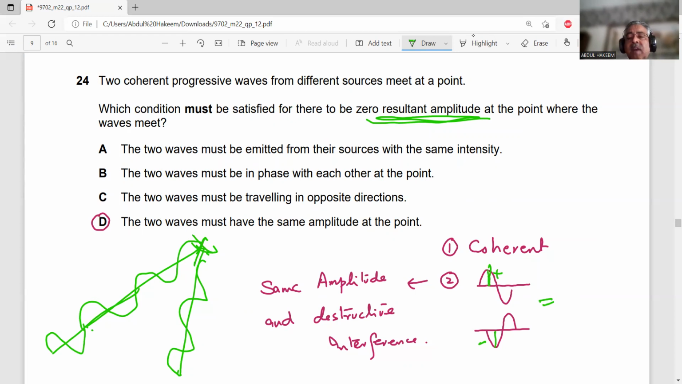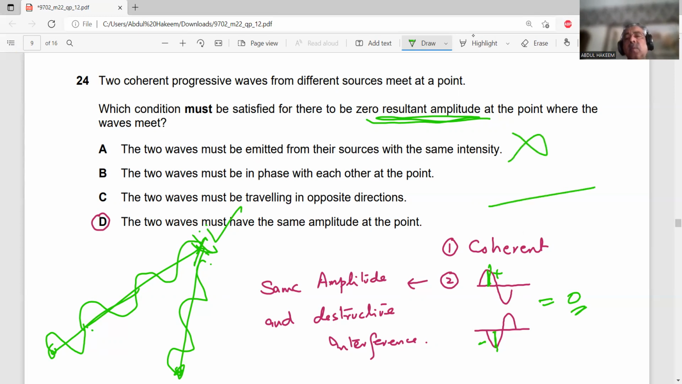For example, this is 5 centimeter, this is -5, so then the answer will be 0. It means the resultant displacement at the meeting point must be 0. So the individual displacements, one positive, other negative, are the same in magnitude. But if they are traveling from different distances, then even if we have the same intensity, they will meet with different displacements. So A is wrong.